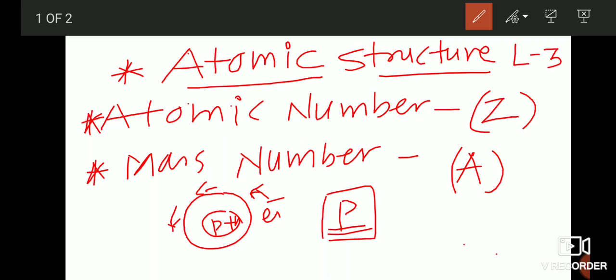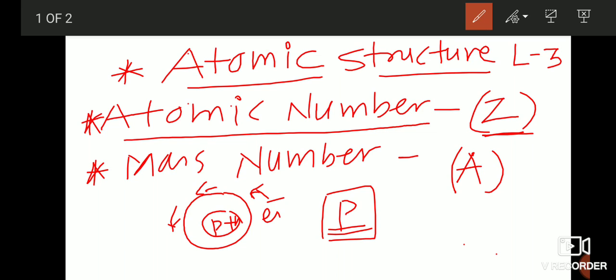So the simple definition of the atomic number is what? The number of protons present in the nucleus of an atom of an element is known as the atomic number, and it is represented by the capital letter Z. So atomic number is the number of protons, correct, present in the nucleus of that particular atom. So this is the very important part.